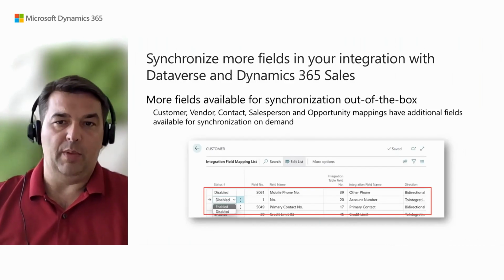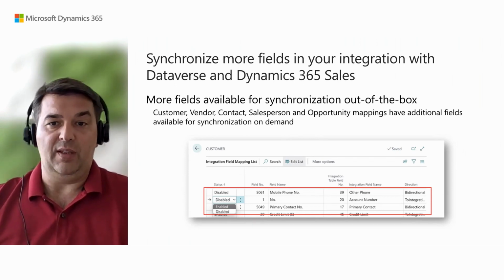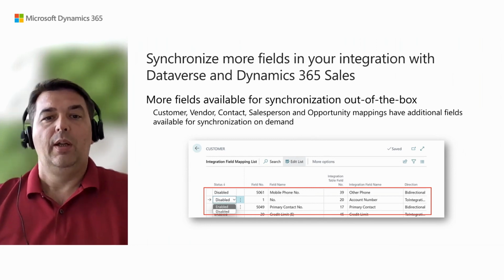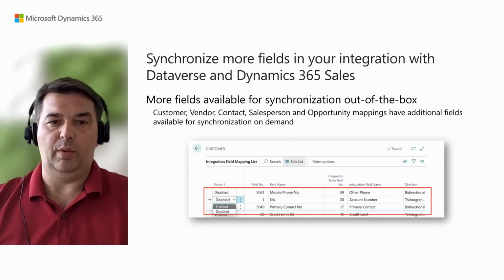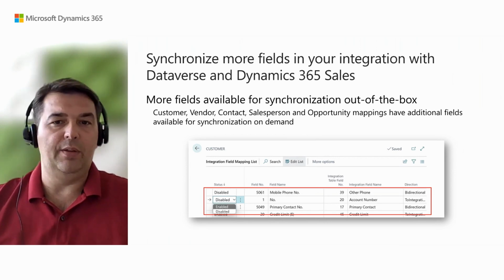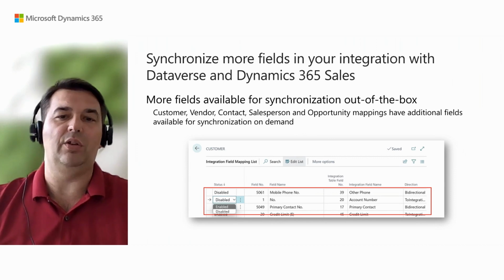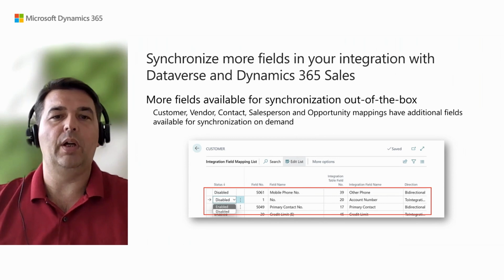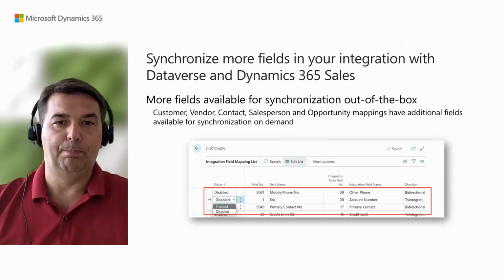Companies often customize their integration between Business Central and Dataverse to fit their specific business needs. To make that easier to do without the help of a developer, we made more fields available for mapping in our standard integration table mappings. So customer, vendor, contact, salesperson, and opportunity integration field mappings now have additional fields available for you to map. These additional fields are disabled by default. However, in order to use them, you simply open the integration field mapping page, choose the direction, and enable them.